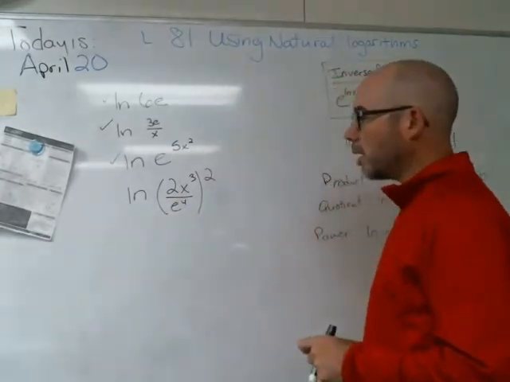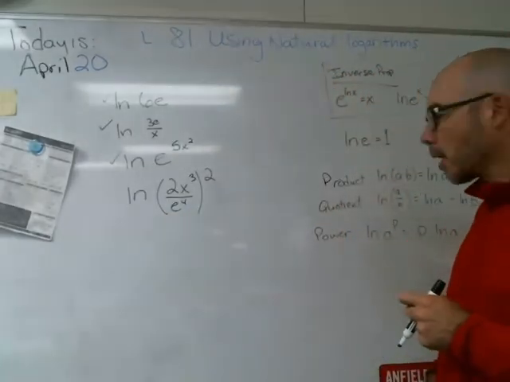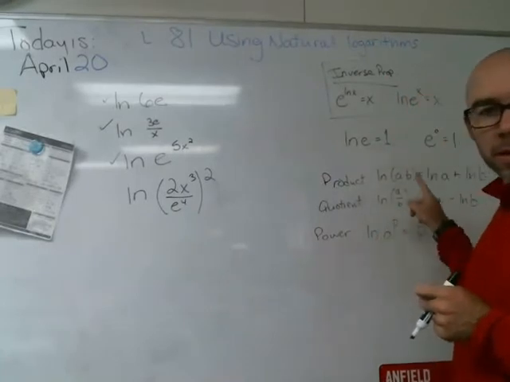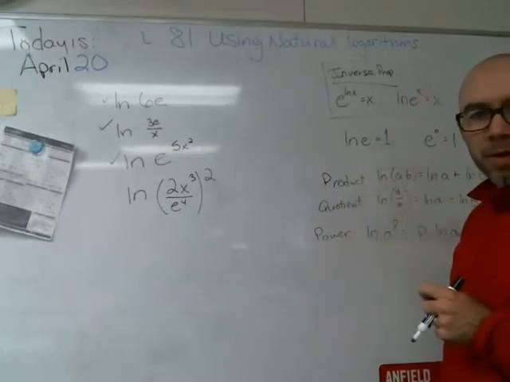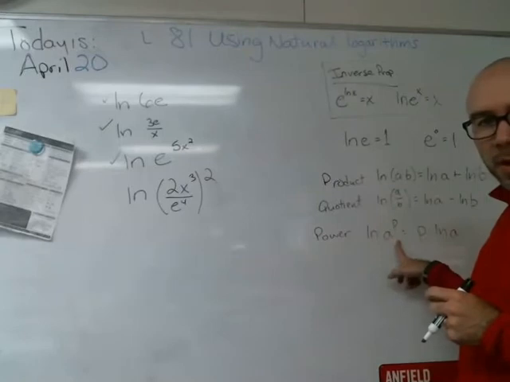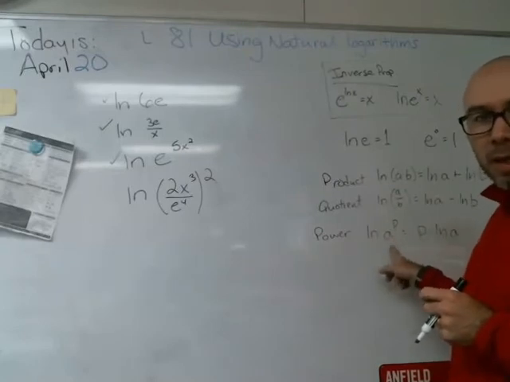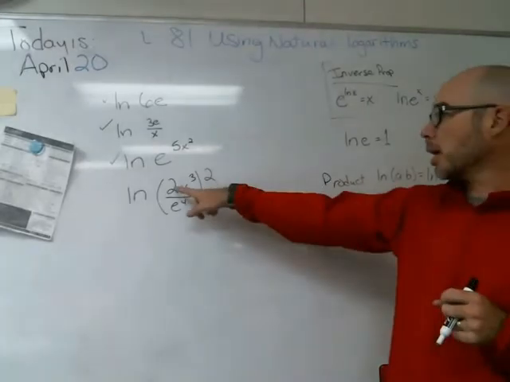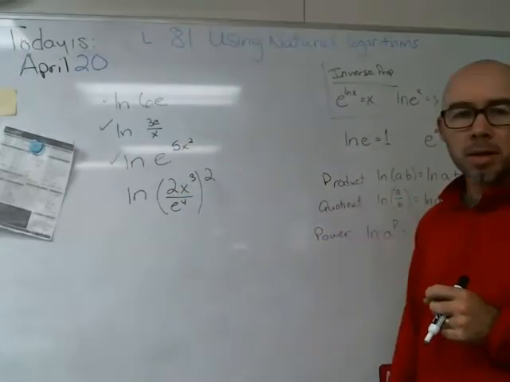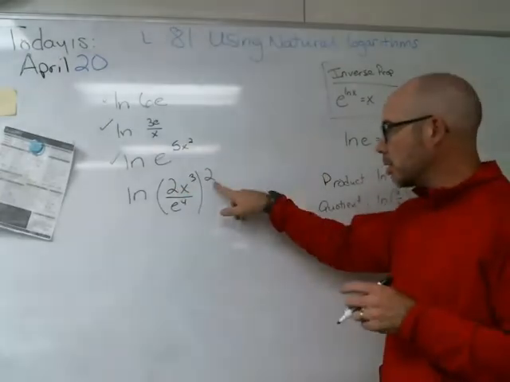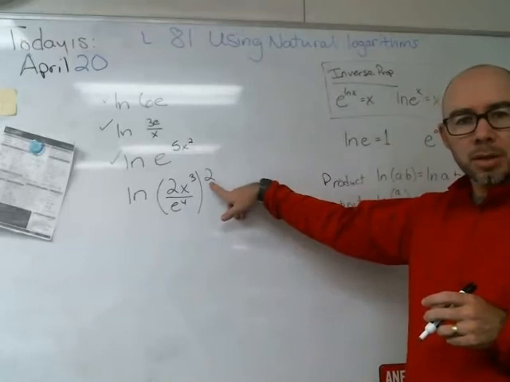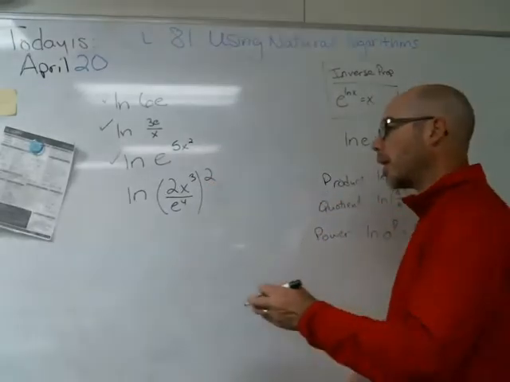Okay, what do I got going on here? Which rules apply? Well, there's a quotient, isn't there? There's something over something. Those somethings have powers on them. The whole thing has a power on it. And you've got products, 2 times x cubed. So let's do this power rule first. Okay? Pull that 2 out into the front.